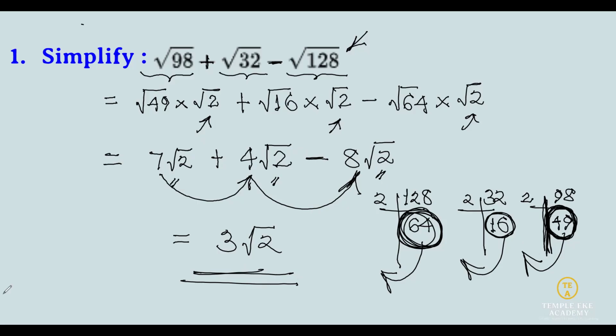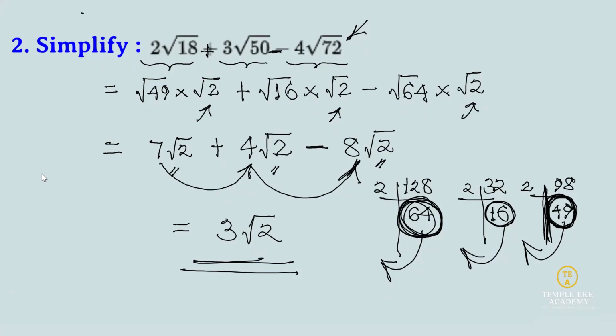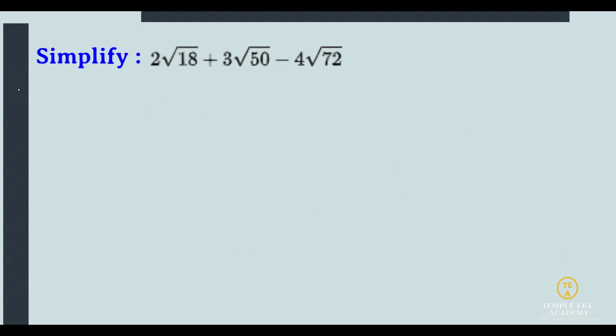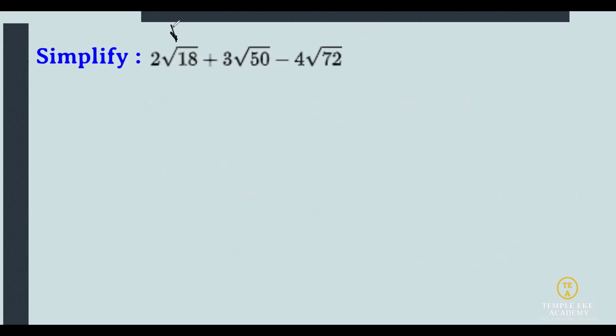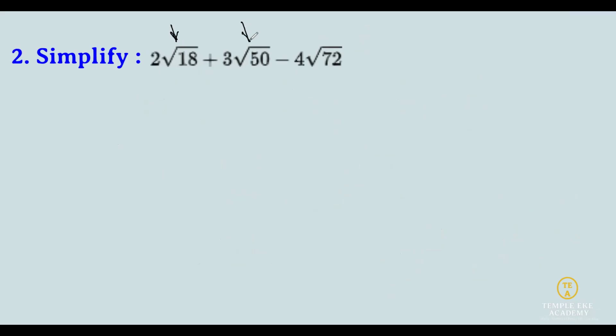Let us look at another example. Let's go. All right, here we are. Another example. Let us clear the traces. Now we have 2 square root of 18 plus 3 square root of 50 minus 4 square root of 72. Our target will be to break up these surds: square root of 18, square root of 50, and square root of 72.